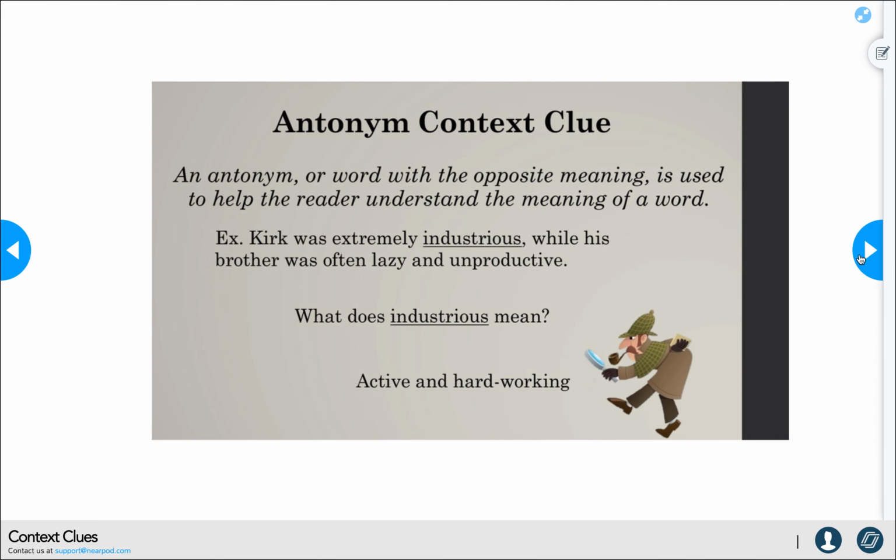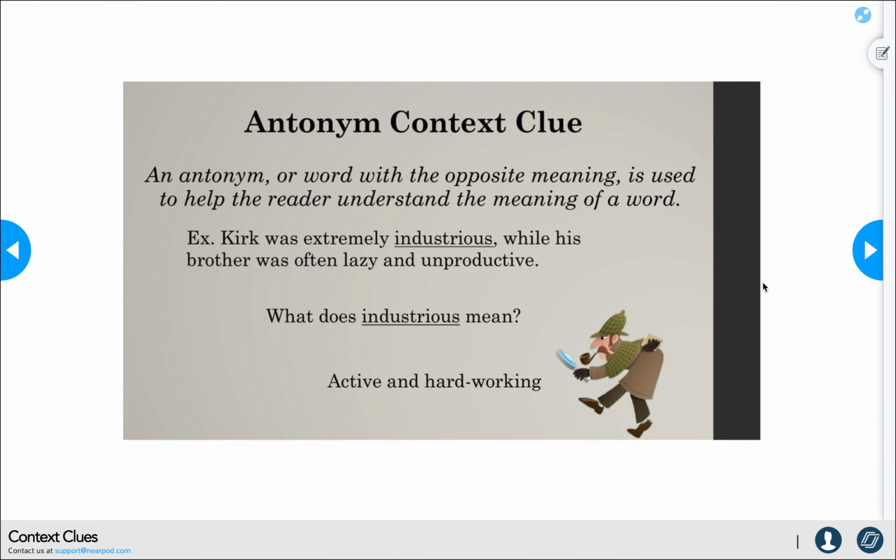So that takes us to antonyms. And antonyms, we know, is a word with the opposite meaning. So Kirk was extremely industrious, while his brother was often lazy and unproductive. So what does industrious mean? Well, if we're using the antonym, or the opposite, we can tell that the opposite of that is lazy and unproductive. So then what does industrious mean? That must mean active and hardworking. So it'll be the opposite of the other terms in the sentence.